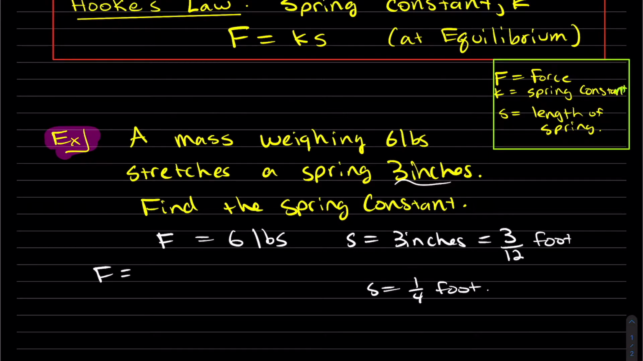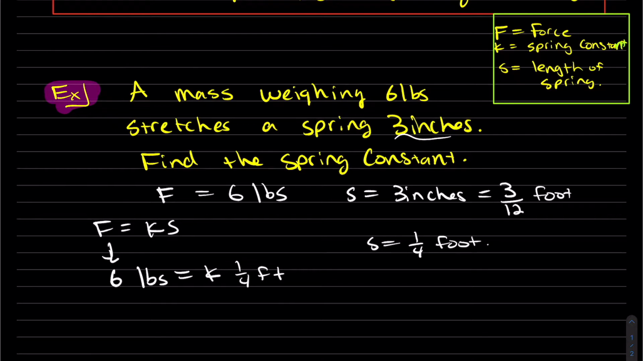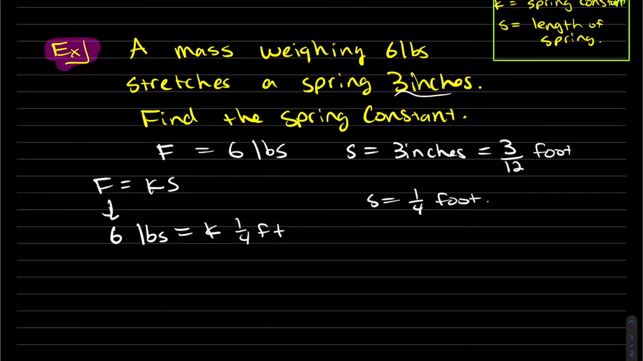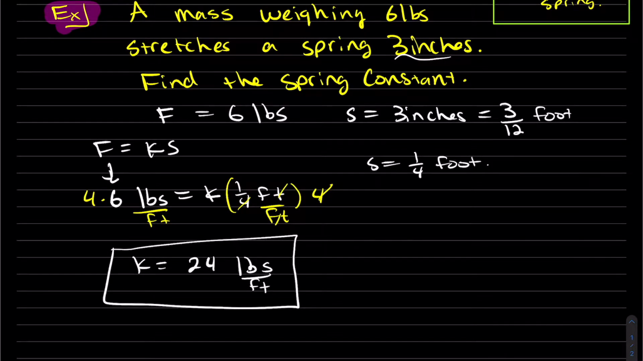So F equals Ks. 6 equals K times 1/4 foot. 6 pounds. Let's keep the units in there so we can see what the units of K are. Solving for K, I'll just multiply both sides by 4, divide by a foot, and K is 24 pound-foot. That's our spring constant.